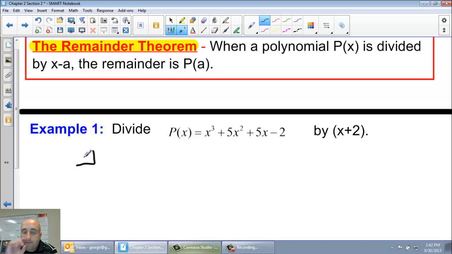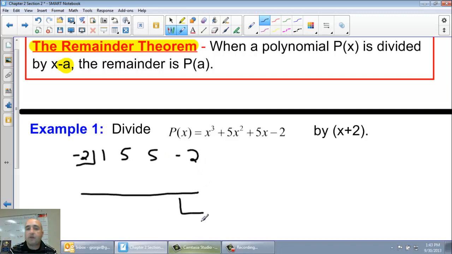Now, the box is the tricky part. It says we're dividing by x plus 2, but the theorem says x minus a. So this x minus a part means you have to use the opposite of a when we're doing synthetic division. The negative a means the opposite. So if we have a plus 2, we're going to use negative 2 in our synthetic division. So we're going to divide with negative 2. And then we're going to put all of our coefficients: 1, 5, 5, negative 2. We're going to skip a line, and we're going to put a box in the bottom right-hand corner. Okay? So let's do our division.